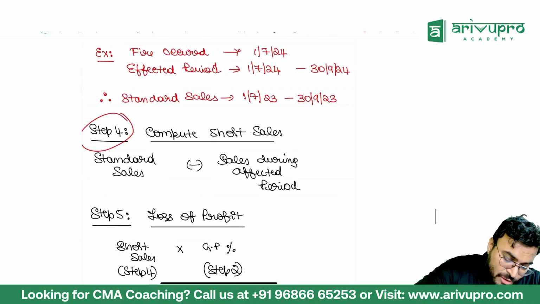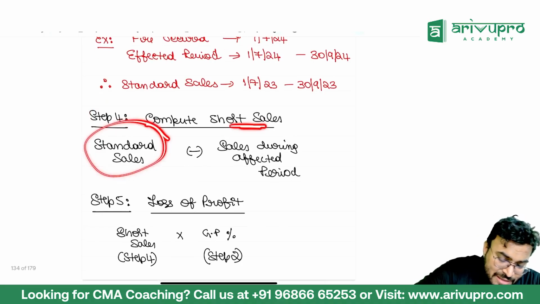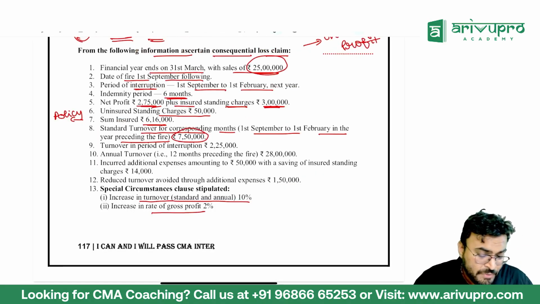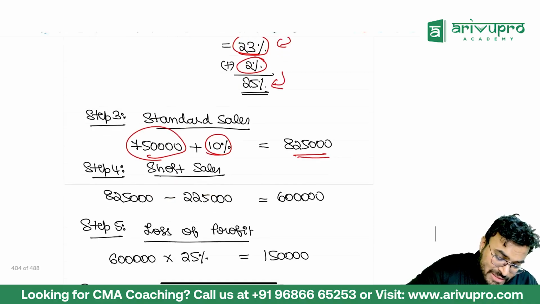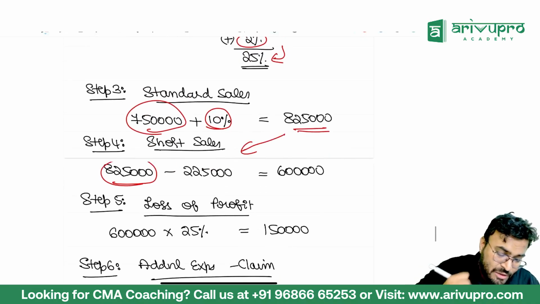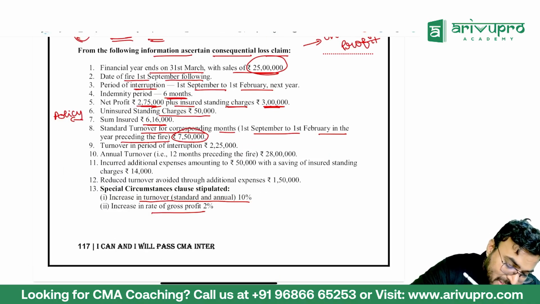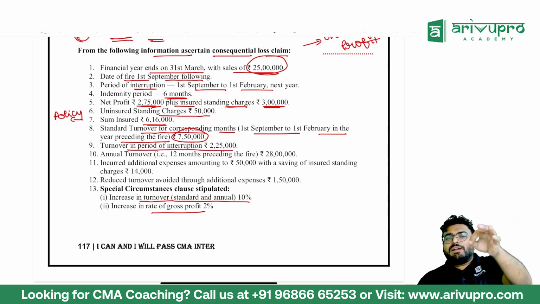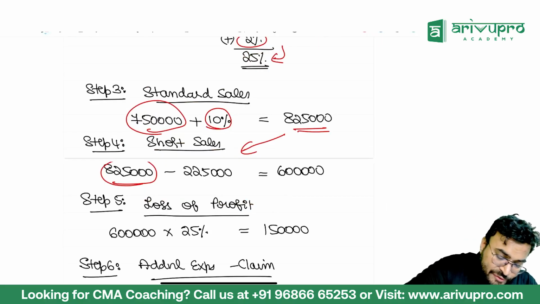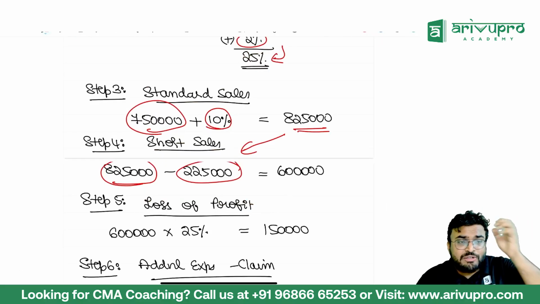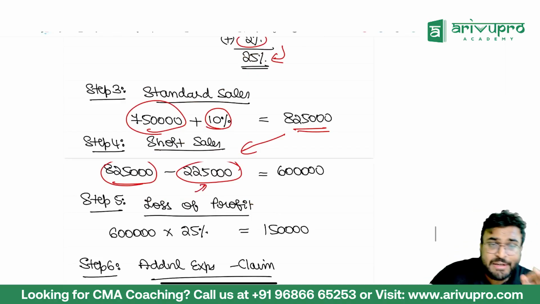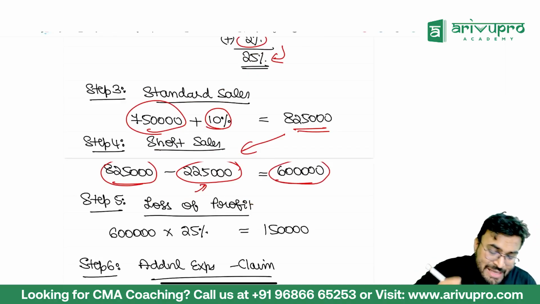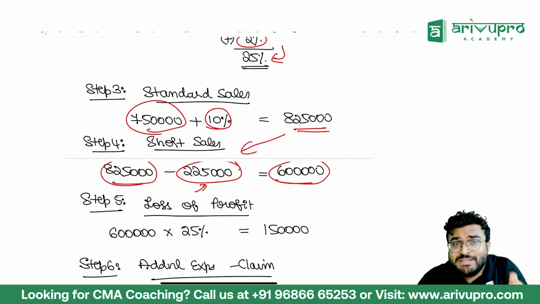Remember the next step. Next step is to compute short sales. What is short sales now? Standard sales minus sales during the affected period. How much did we make standard sale? We made a standard sale of 8,25,000. We just calculated it. Now we have to find out what is the sales during the affected period. Turnover in the period of interruption, we made only 2,25,000. So our standard sale should have been 8,25,000 if there is no fire. But because of fire, we made a sale of only 2,25,000. So 6 lakhs is your short sales or shortage in sales.